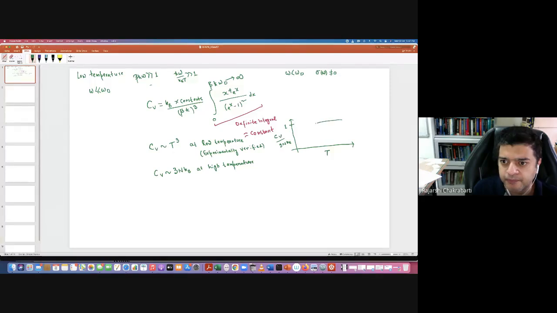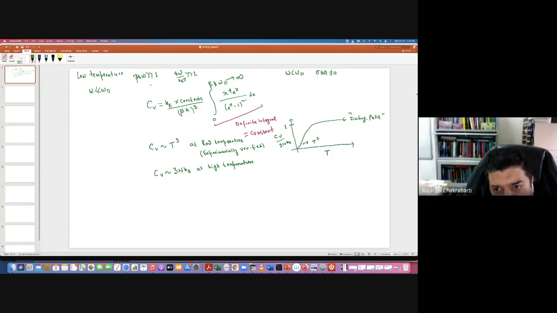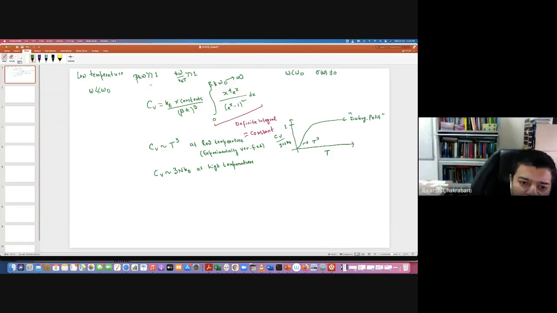Yes, sir. But the profile is like that. It is hand drawn. So here you will see that the growth when the temperature is low is T cube. And this is your Dulong and Petit's result. Okay. Your Debye heat capacity expression gives you the same scaling as you get from experiments.